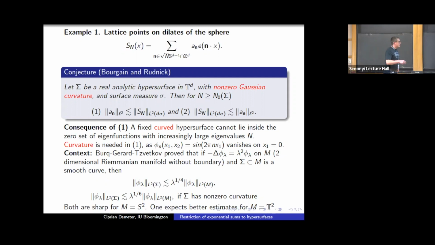And these bounds are actually sharp, lambda being the square root of the eigenvalue. They are sharp in general. They are saturated by the sphere. But as it's typically the case with such inequalities, one expects to get better estimates when the manifold M is non-positively curved. So if the curvature is less than or equal to 0, the torus being one such example with 0 curvature, then one expects stronger estimates.